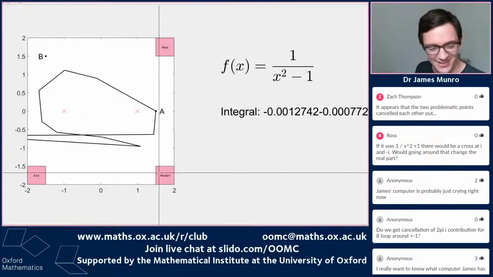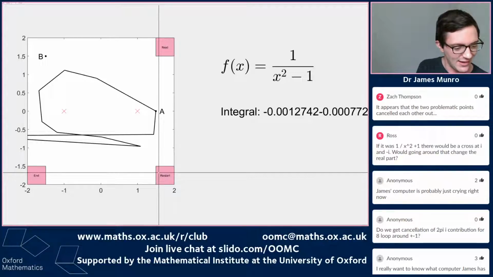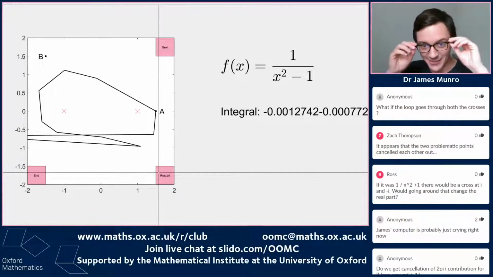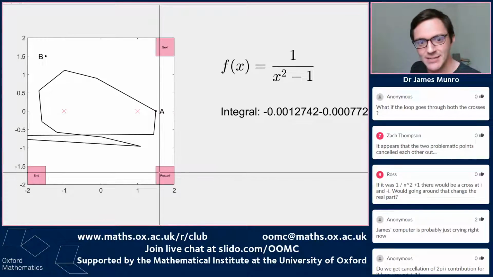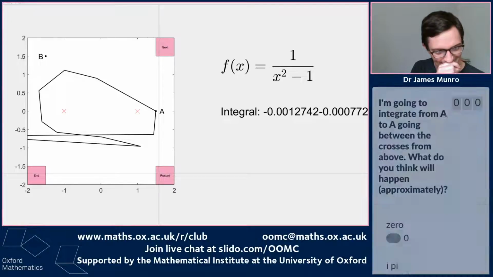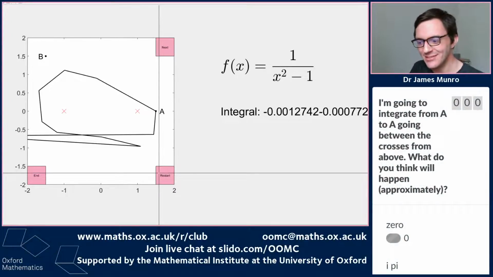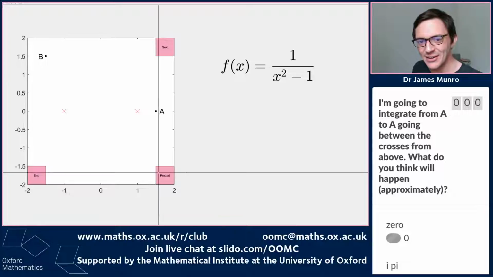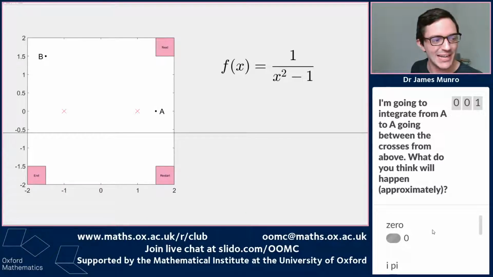It's roughly 0. An anonymous person says, and I love this question so much because you've completely predicted where I'm going with this: what if the loop goes through the crosses? Have I got a poll for this? Let's have a quick vote. Let's see what happens. Yeah, I think I made a poll for this. Let's see if people can guess. I kind of want to do the poll just to see what people will guess.